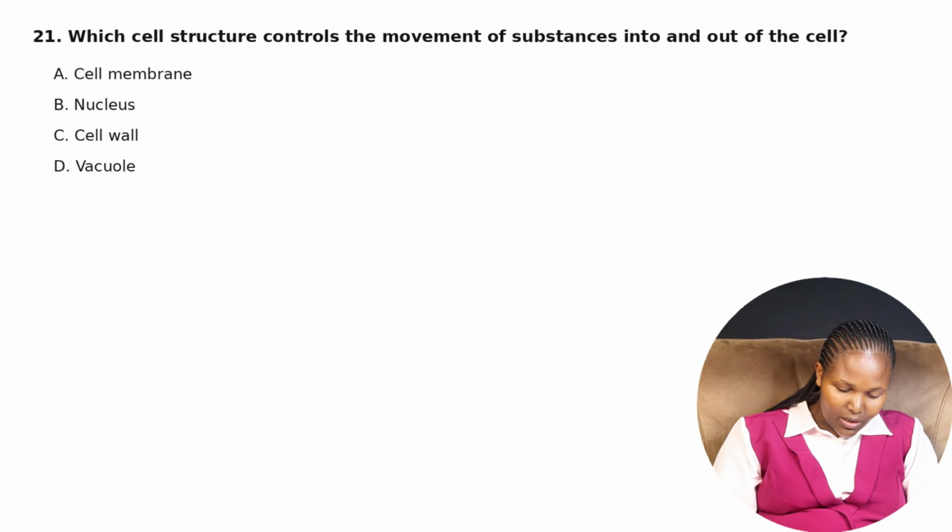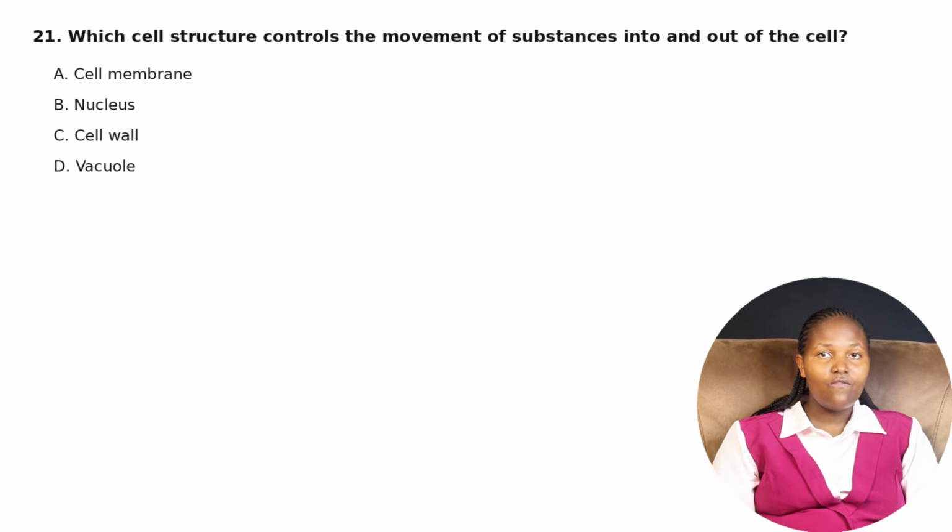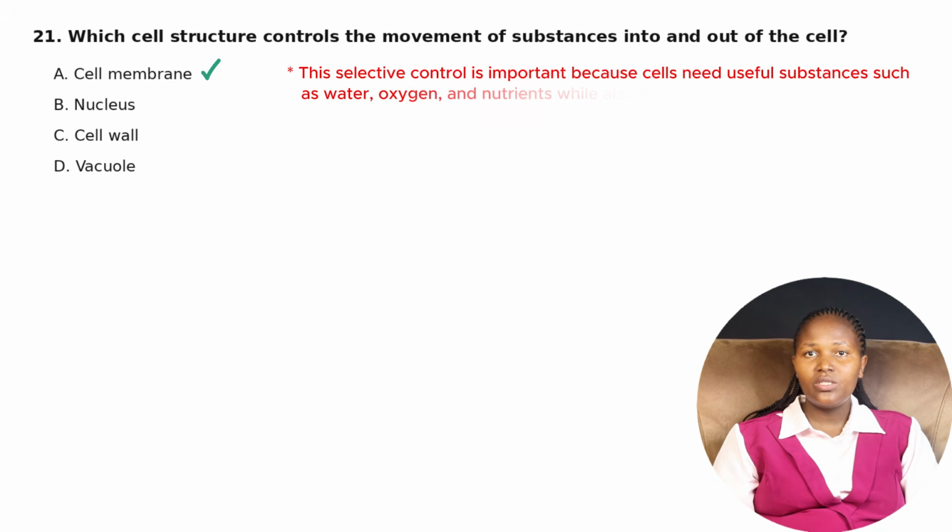Then we go to question number 21. Which cell structure controls the movement of substances into and out of the cell? We have A. Cell membrane, B. Nucleus, C. Cell wall, and D. Vacuole. I'm sure that one everyone will get correct. The correct option is the cell membrane, because cell membranes form a boundary around the cell and control what enters and what leaves. This selective control is important because cells need useful substances such as water. They also need oxygen and nutrients while also removing waste.